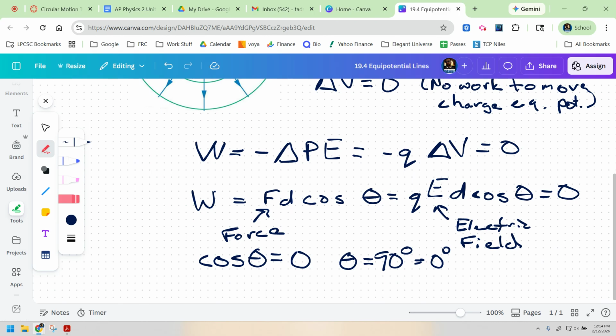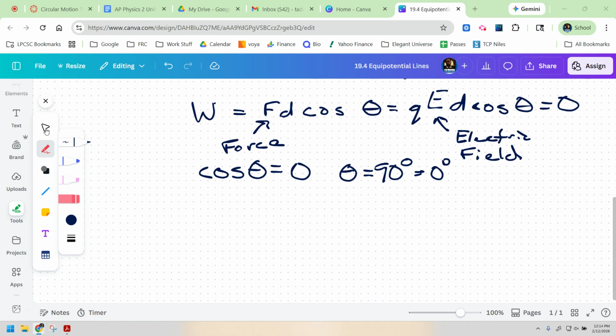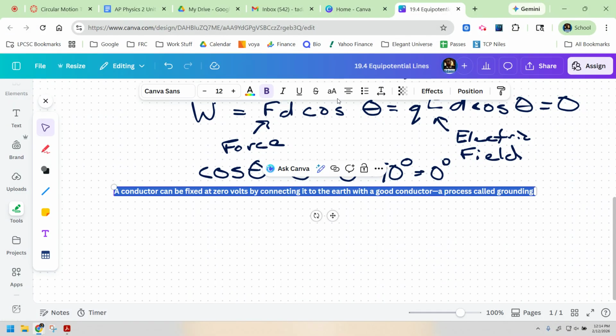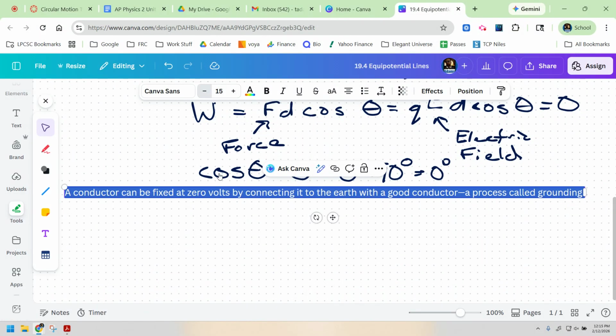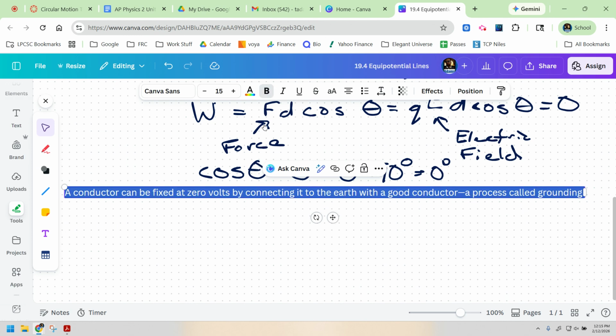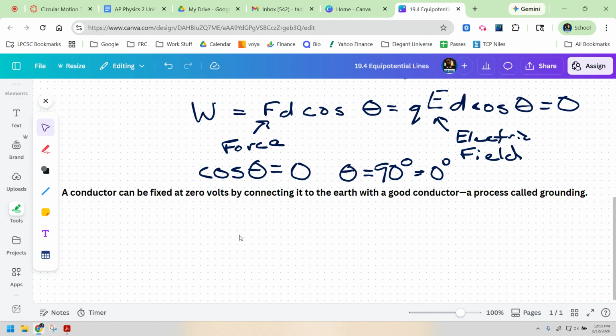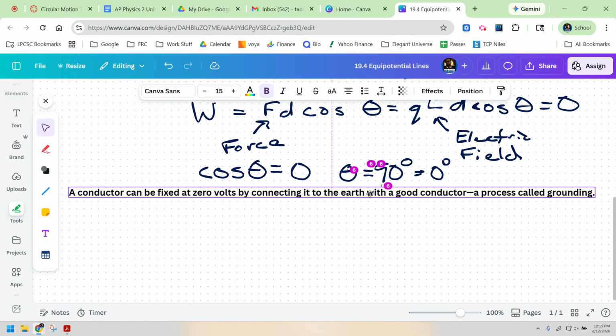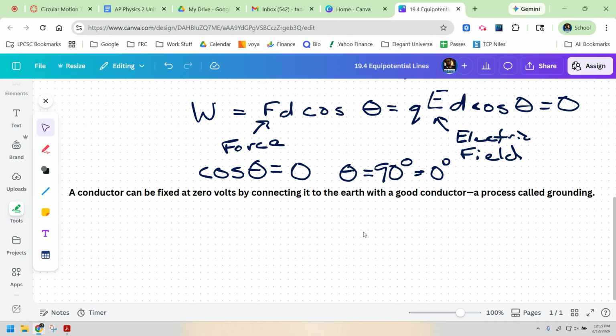So I'm gonna type that. I want you guys to write that down because we're gonna start doing circuits, and it relates to that. So I'll just jot this down. Too big. A conductor can be fixed. Well, let me make it bold. All right. A conductor can be fixed at 0 volts by connecting it to the ground or earth. And so that kind of eliminates the potential because the electrons will take a path of least resistance to the earth. The earth can soak them up. Okay?